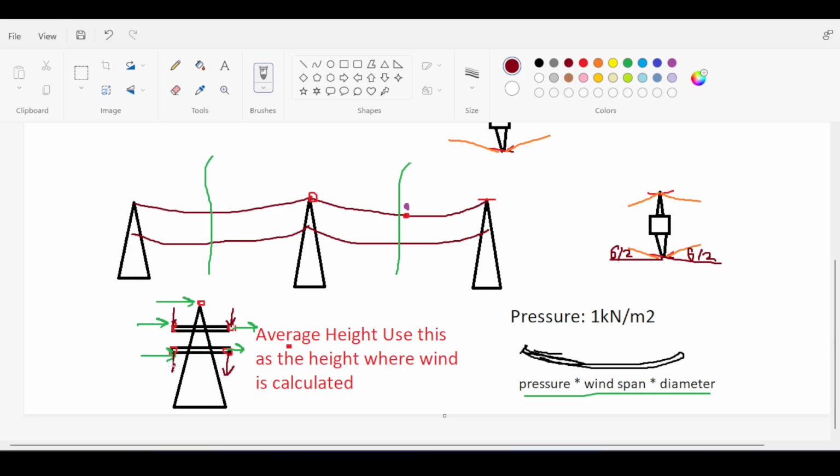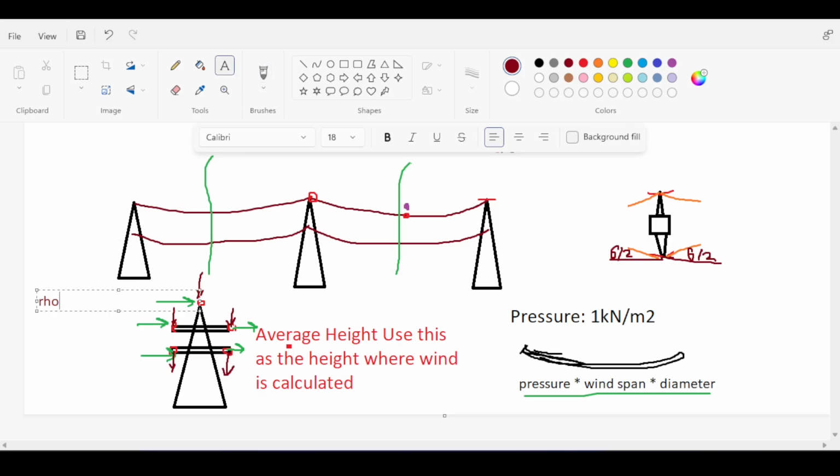So let me just quickly draw them. The equation to calculate this is actually very straightforward. It is rho, which is the length unit weight, multiplied by half length on each side. So half length by 2 is actually the length, and this is called the weight span. And you calculate this and apply it on the tower.